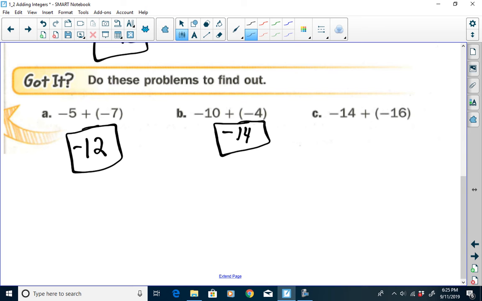Negative 14 and negative 16. I'm adding two integers with the same sign. I add their absolute values. It's going to be 30, and I keep the sign the same. Negative 30 would be the sum.